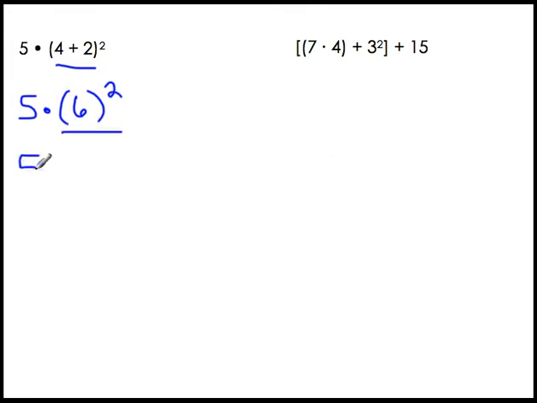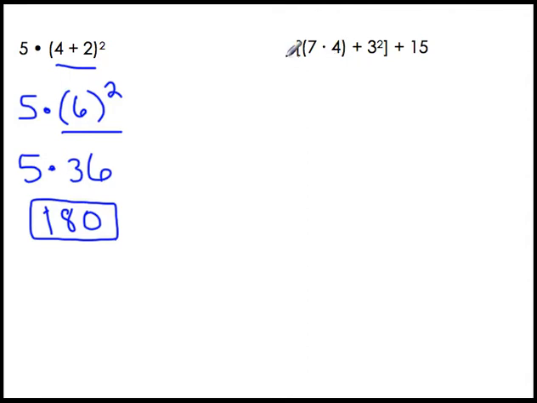So I drop down the 5 times still. 6 squared, remember, is 6 times 6, which is 36. Now we do this multiplication, and that's going to be 180. 5 times 36 is 180. Okay.